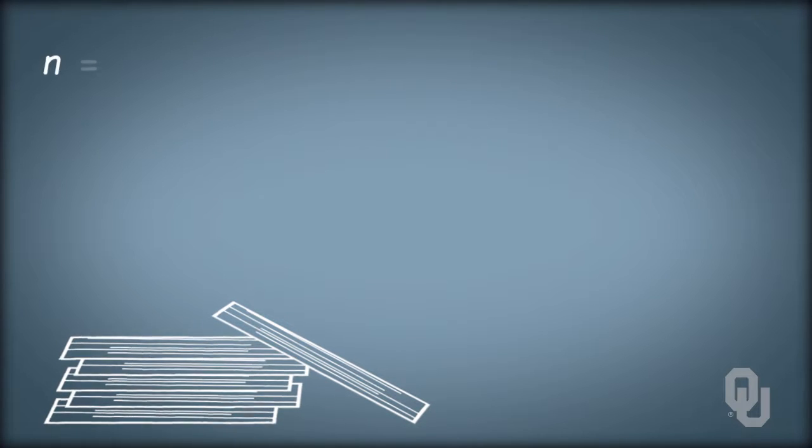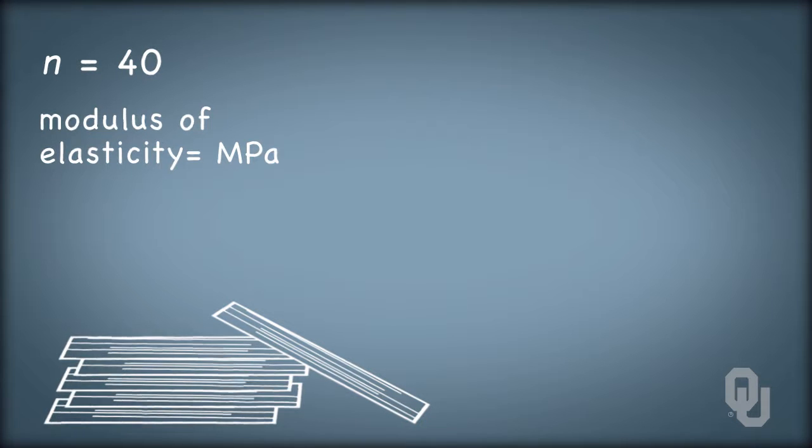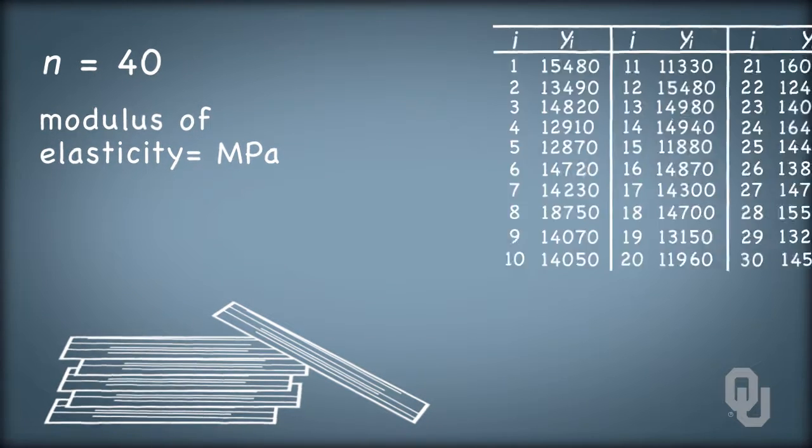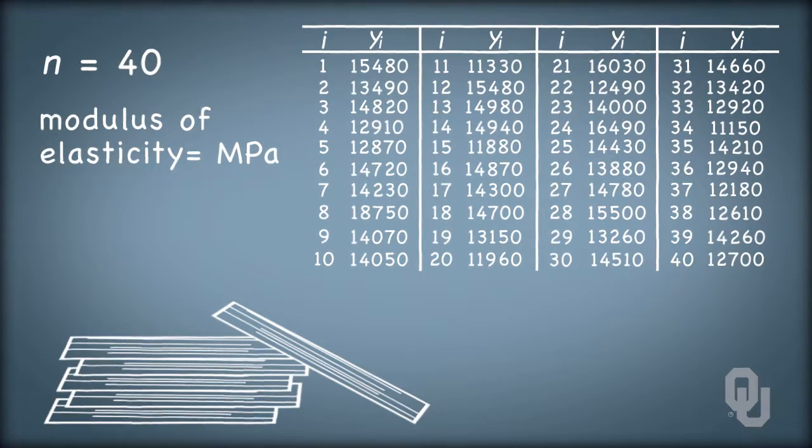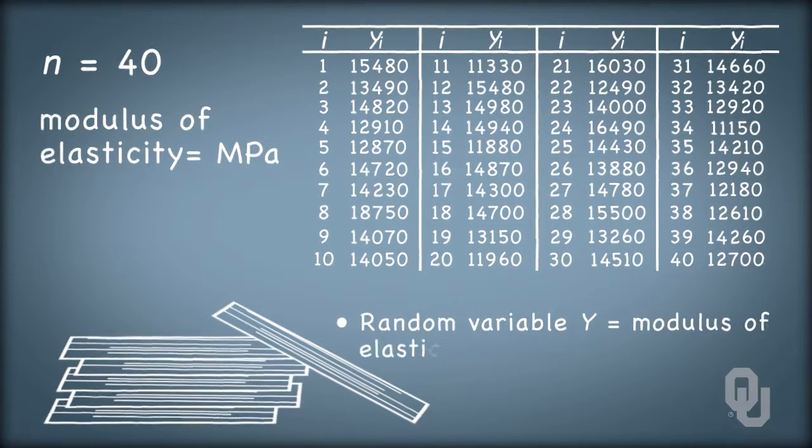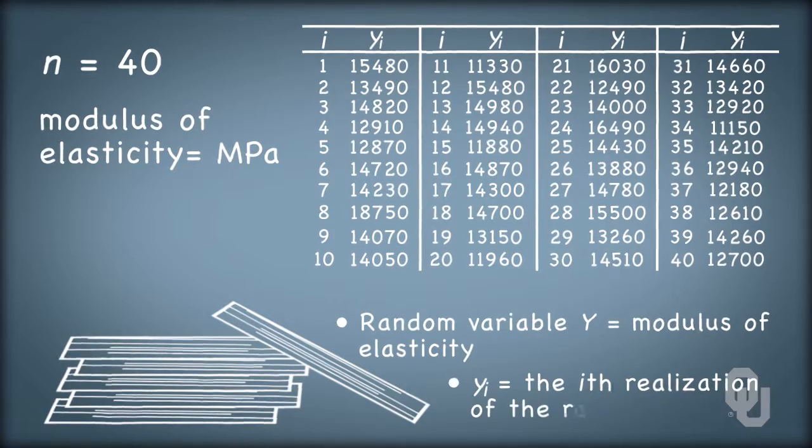We collect a random and representative sample of 40 similarly sized pieces of eastern white pine lumber and measure the modulus of elasticity in megapascals obtained 1 minute after a loading is applied. We obtain the following results for each of the 40 pieces of lumber. A reminder of the notation. Our random variable y is the modulus of elasticity, and y sub i represents the ith realization of that random variable. Here, i ranges from 1 to n equals 40.